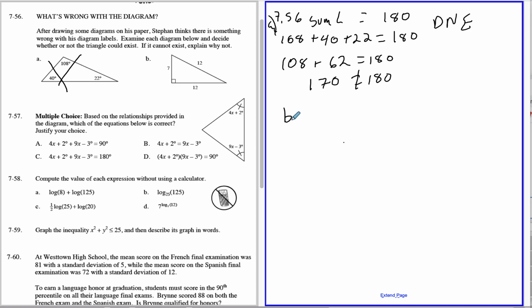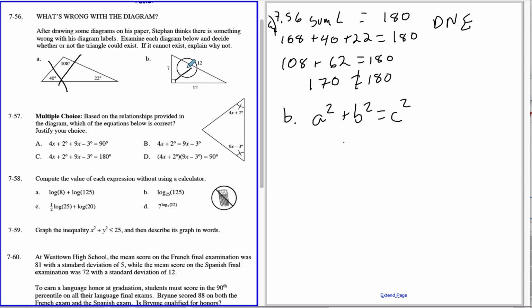Let's go ahead and look at B. Ooh, right triangle. Okay? I know my right triangles, I can use my trig functions, sine, cosine, tangent. We can also use the Pythagorean theorem. So we can double check this. Does a squared plus b squared equal c squared? Remember, our c always has to be across from the 90-degree angle. Okay, that's the largest side.